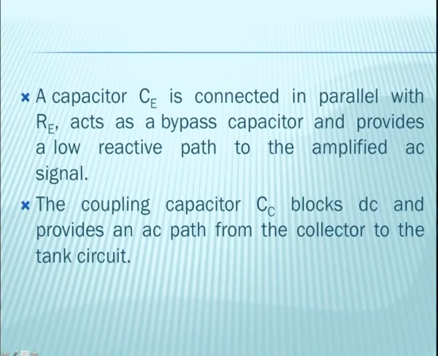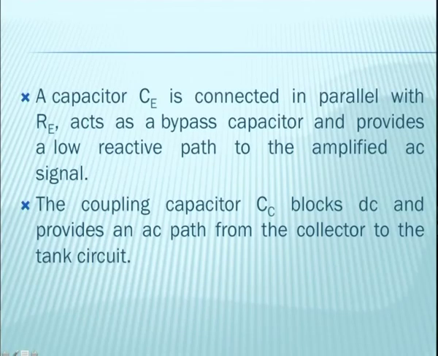Then a capacitor Ce is connected in parallel with the emitter resistor Re and acts as a bypass capacitor, and this bypass capacitor provides a low reactive path to the amplified AC signal. The coupling capacitor Cc blocks DC and provides an AC path from the collector to the tank circuit. This is how the oscillation is generated in this Colpitt's oscillator.